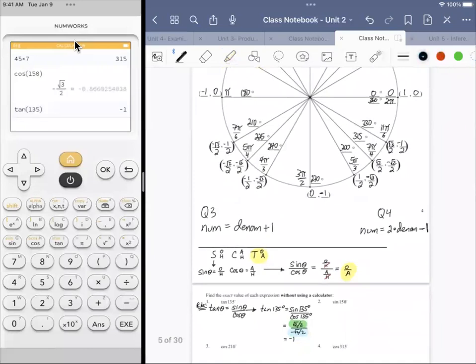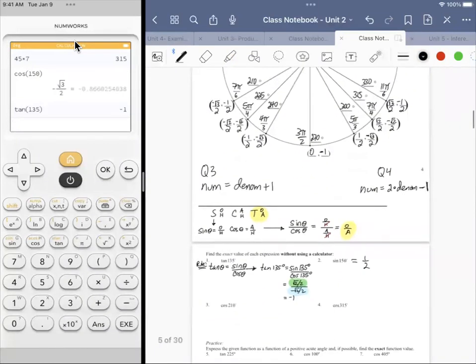So I left a lot of space for something that should not require a lot of space. If you have, at first, like I said, have the unit circle accessible, but then later on, take the time to try to commit it to memory. All right, 210. Here's 210. I'm looking for cosine. Cosine's the X value. That's negative radical 3 over 2.